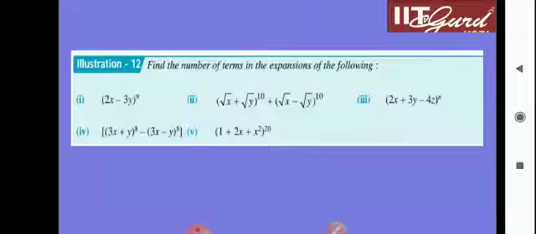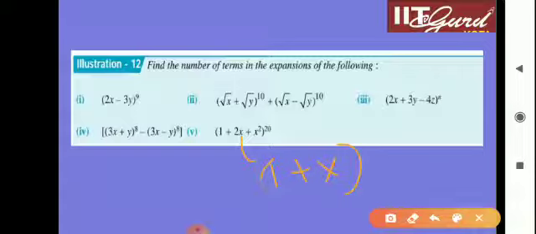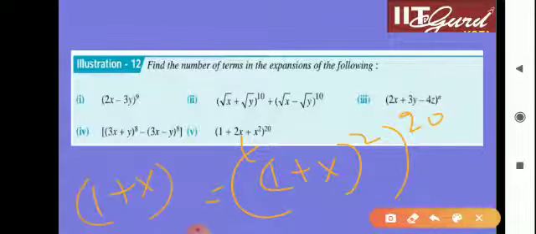Fifth question. If you see the fifth question, 1 plus 2x plus x square to the power 20. This is pretty easy. 1 plus 2x plus x square, you can make it as 1 plus x whole square, and to the whole power 20. So finally that will become 1 plus x to the power 40, and hence the number of terms are 41 terms undoubtedly. Clear? Let's see the solution.